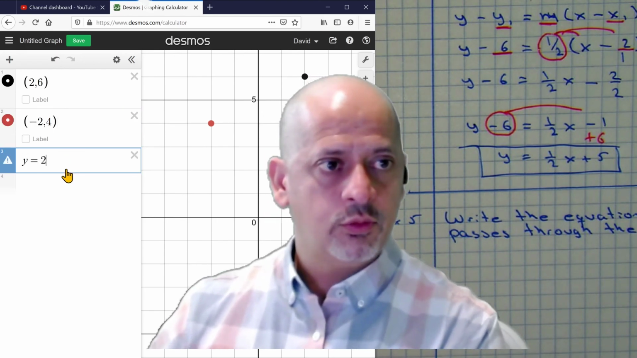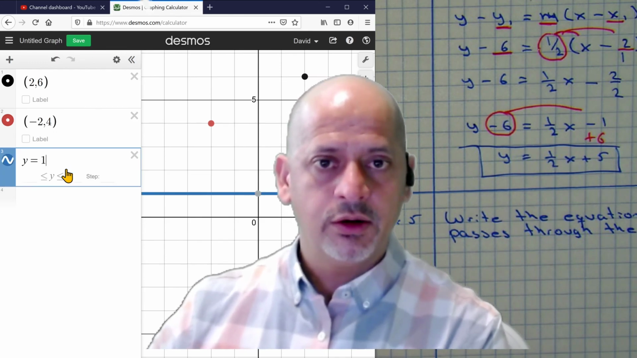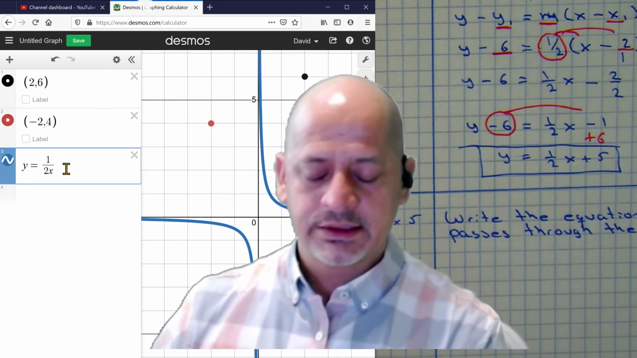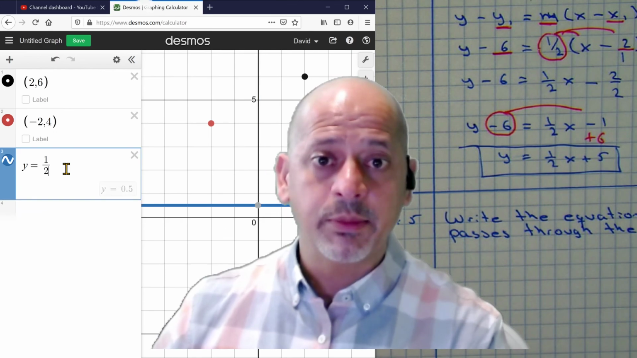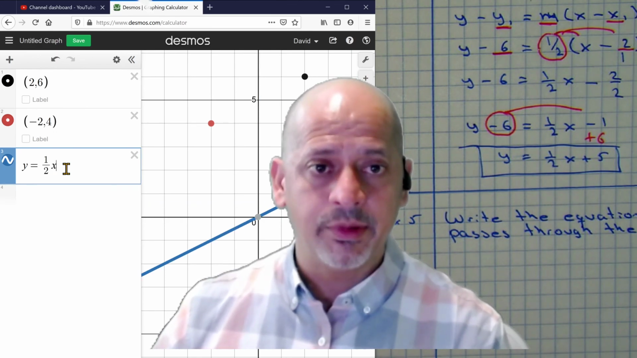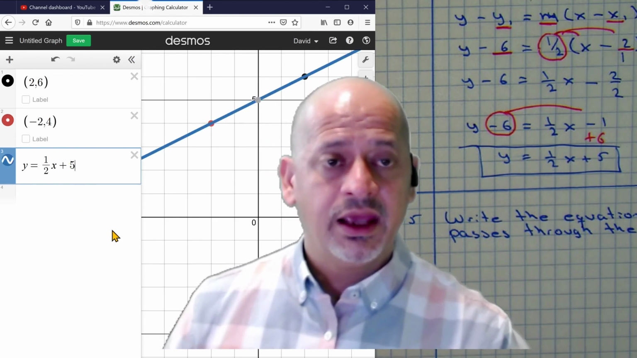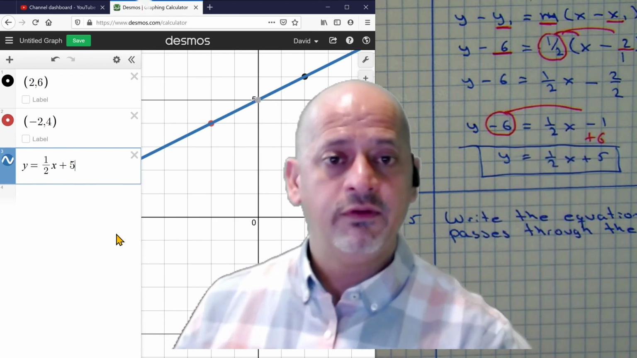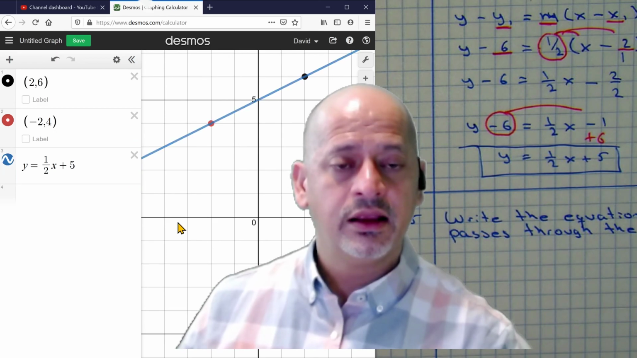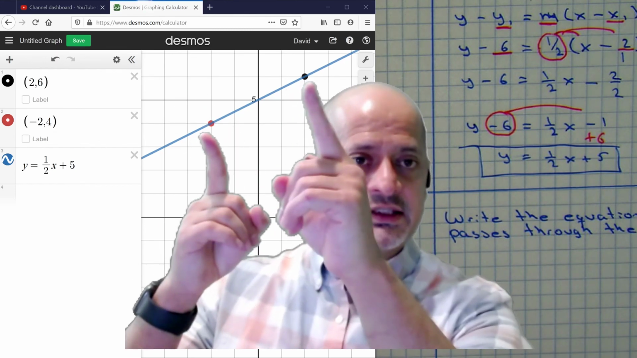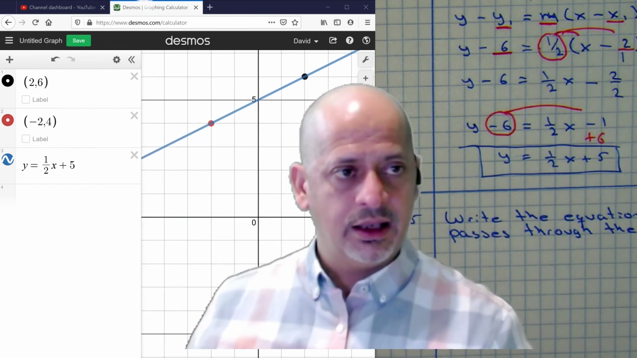Y equals 1/2 x. And I want to make sure when I type in the x, I move to the right first and then type in the x. So you use your arrow keys, plus 5. And notice, we found the equation of the line that passes through those 2 points. We have the first point, the second point, and now we have a line.